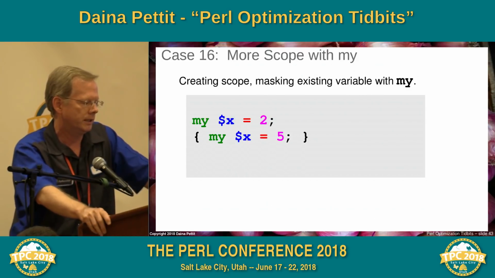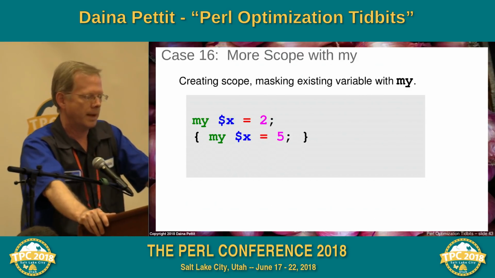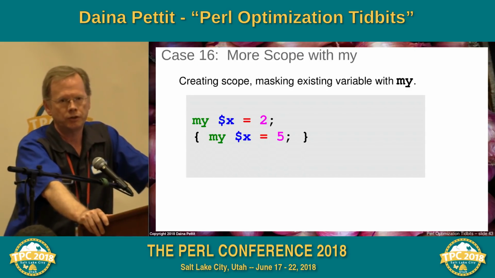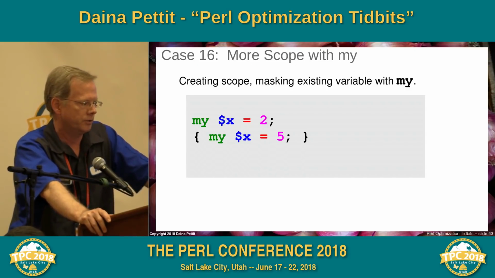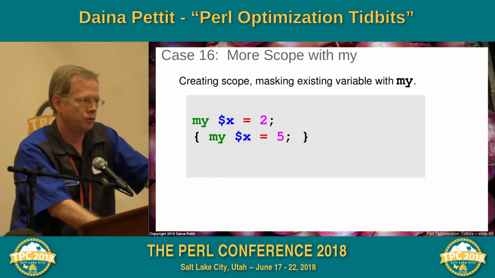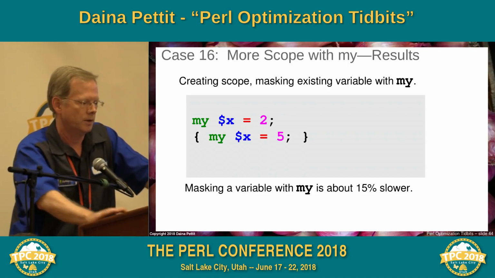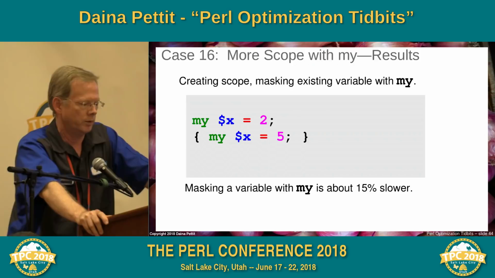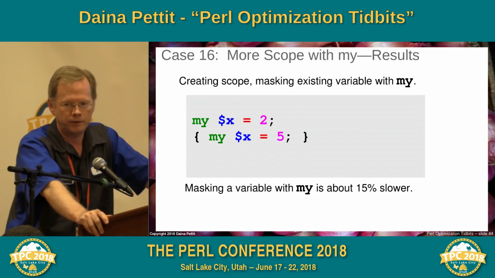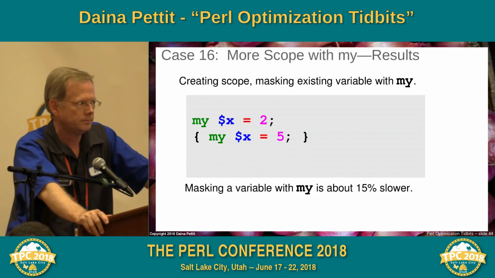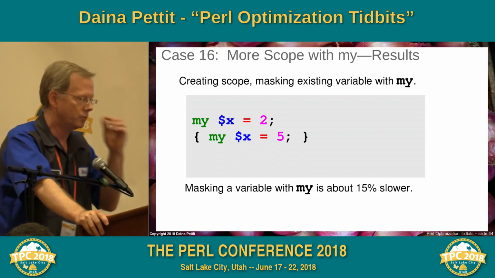At case 16, we mask an existing my declaration. So we have two different $x's, two different x's. What does that do? It turns out masking a variable with a my costs us about 15%. I'm not sure why we would do that all the time, but sometimes we need to do that.